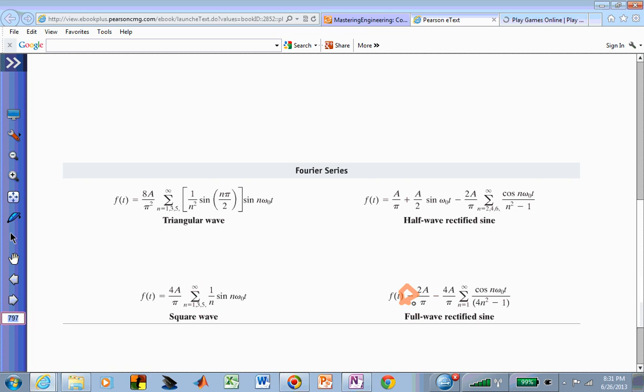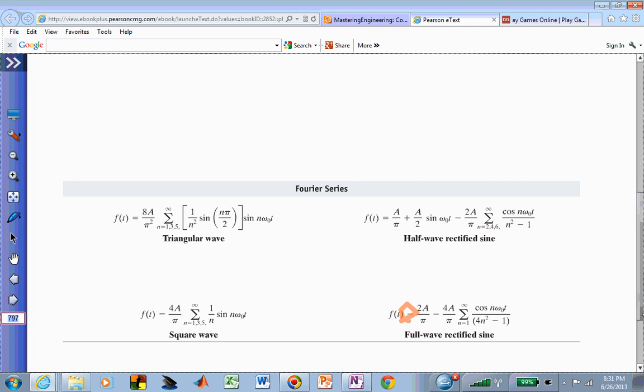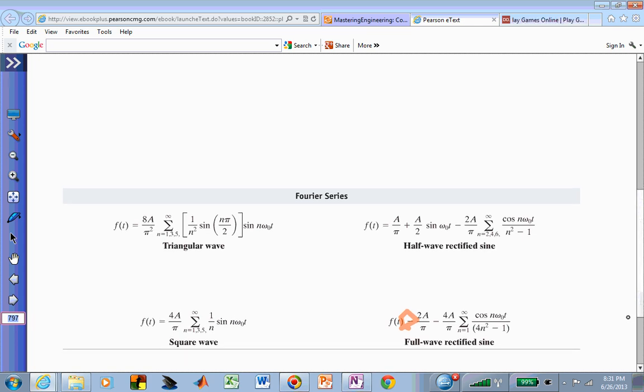This should be an equal sign and not a subtraction sign for little f of t that I've now highlighted, and hopefully I haven't messed that up completely, but you should be able to find that that full wave rectified sine wave is f of t equals 2A over pi minus 4A over pi, etc.